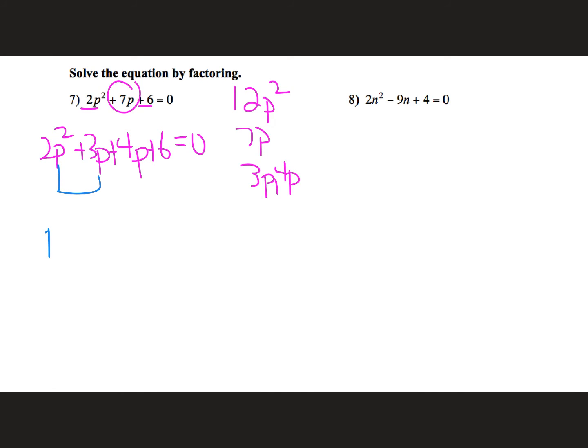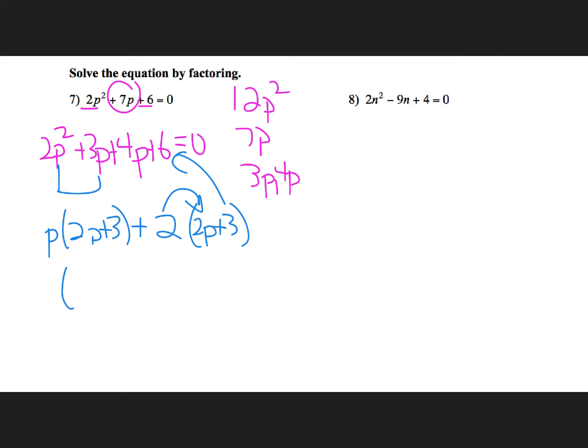Greatest common factor of those is just a p. You got 2p plus 3. Be lazy and put 2p plus 3 here and ask yourself, how do I get from 3 to 6? You multiply by 2 and then double check, does 2 times 2p get you 4p? Yes, it does. So then you're going to have 2p plus 3 and p plus 2. That's equal to 0.